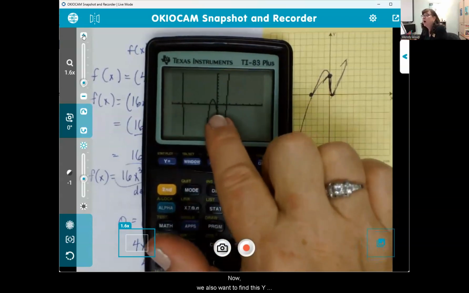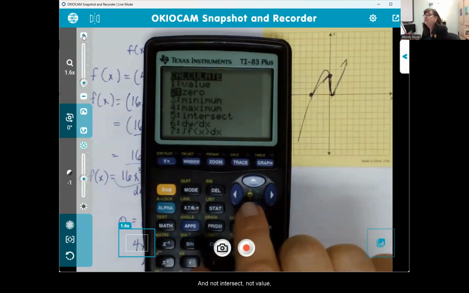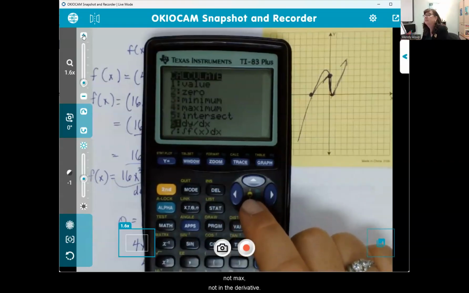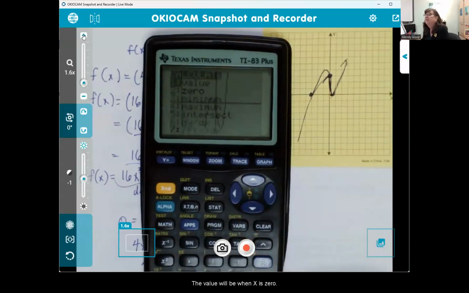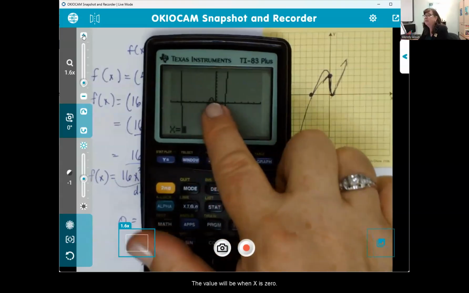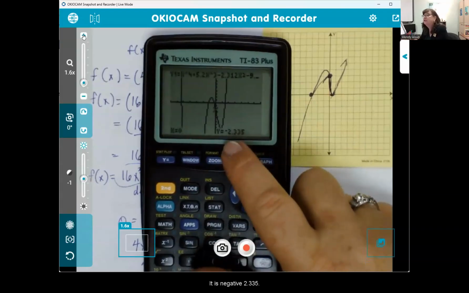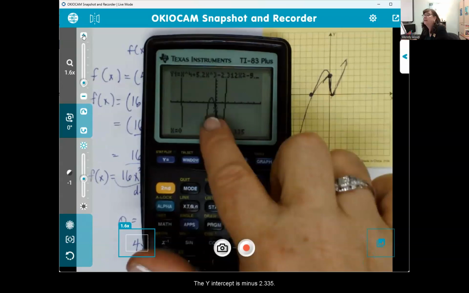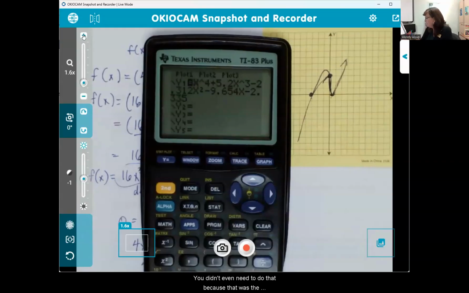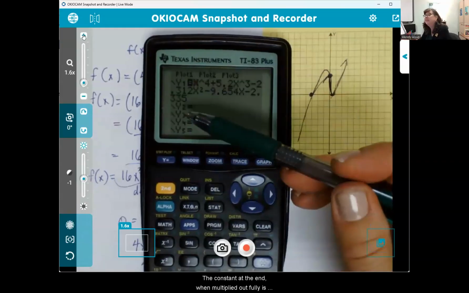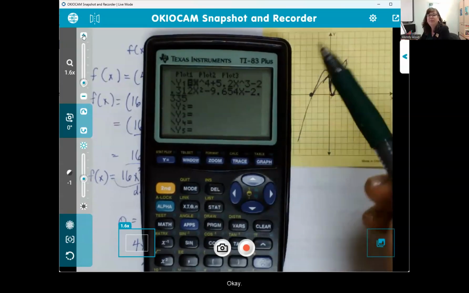Now we also want to find this y-intercept here. So let's go back to second calc, and not intersect, not max, not the derivative. All right, let's do value. The value will be when x is 0. When x is 0, what's our y value? It is negative 2.335. The y-intercept is negative 2.335. And you know what? That was very obvious. You didn't even need to do that because that was the constant at the end. The constant at the end, when multiplied out fully, is your y-intercept. Okay?